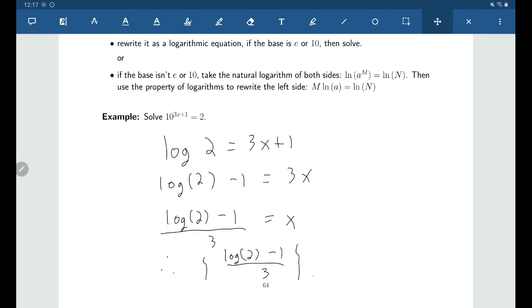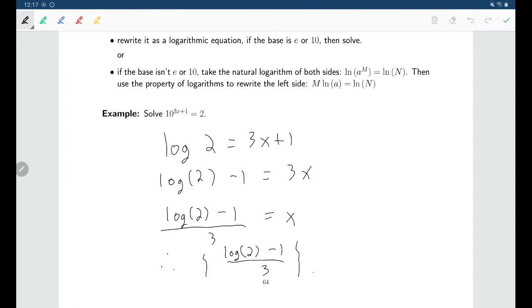I don't have to check my solutions here. Like I said, I can if I want, but this is an exponential equation. It's only logarithmic equations where I have to check my solutions. And so there we go.